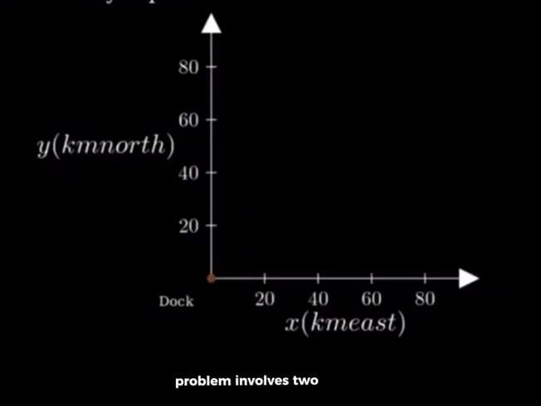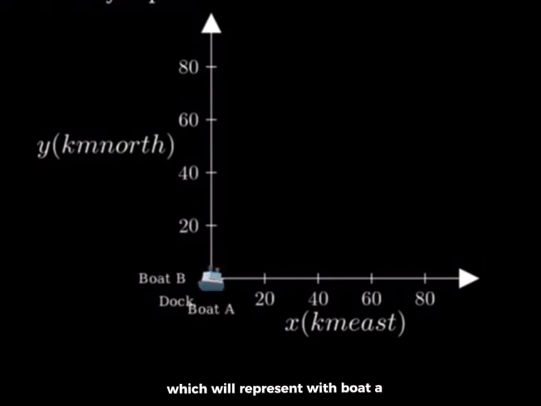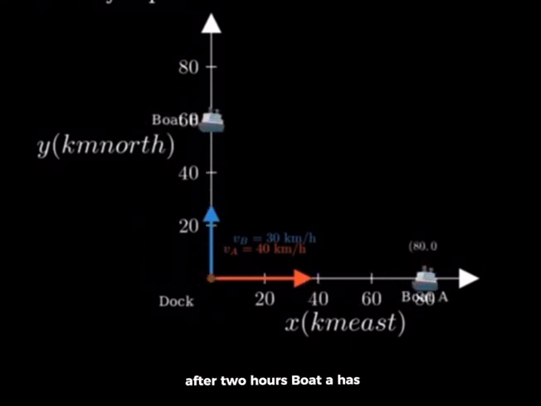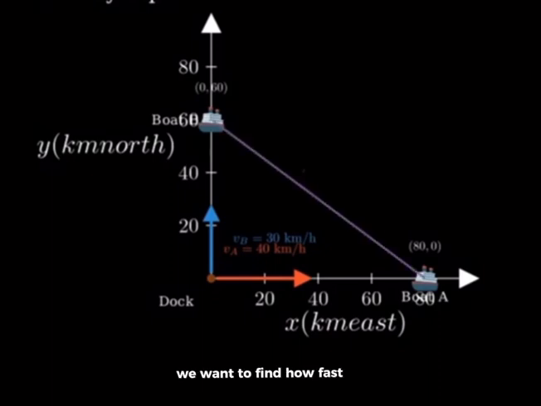The problem involves two objects moving in different directions. We have two boats. One travels east, which we'll represent with boat A, and one travels north, which is boat B. The dock is at the origin of our coordinate system. Boat A travels east at 40 kilometers per hour, and boat B travels north at 30 kilometers per hour. After 2 hours, boat A has traveled 80 kilometers east, and boat B has traveled 60 kilometers north. We want to find how fast the distance between them is changing at this moment.